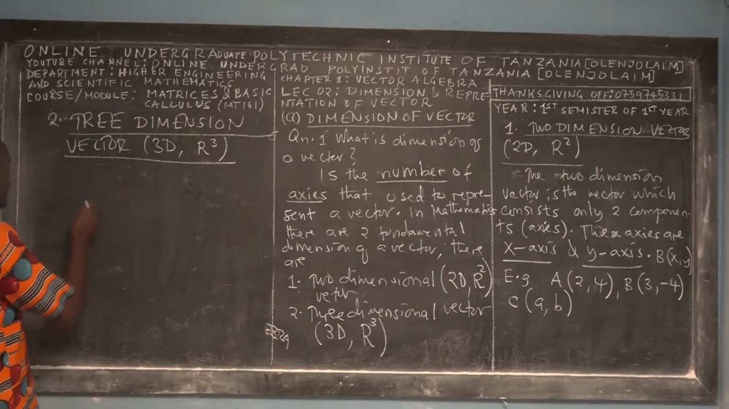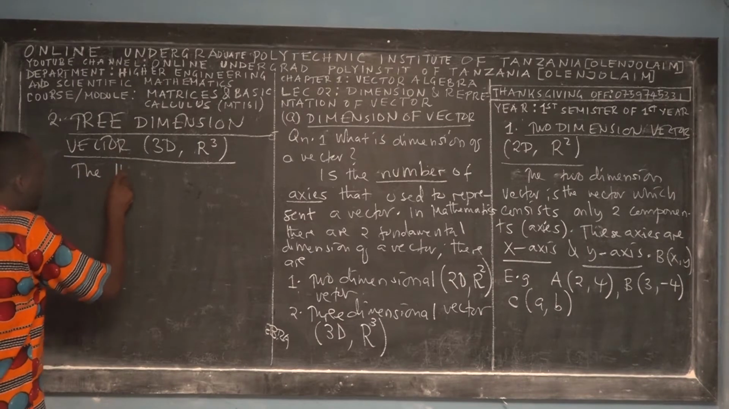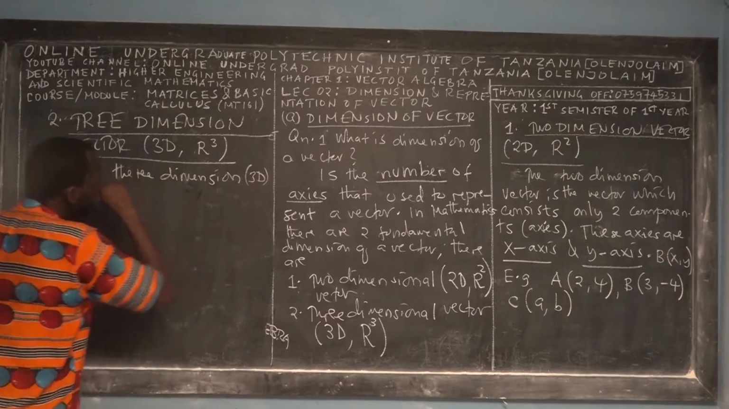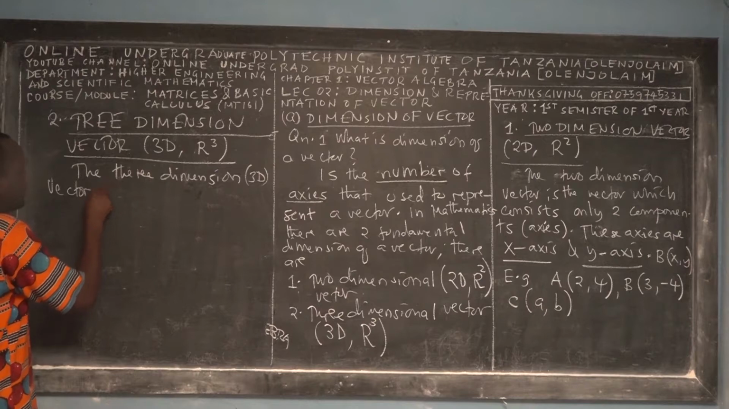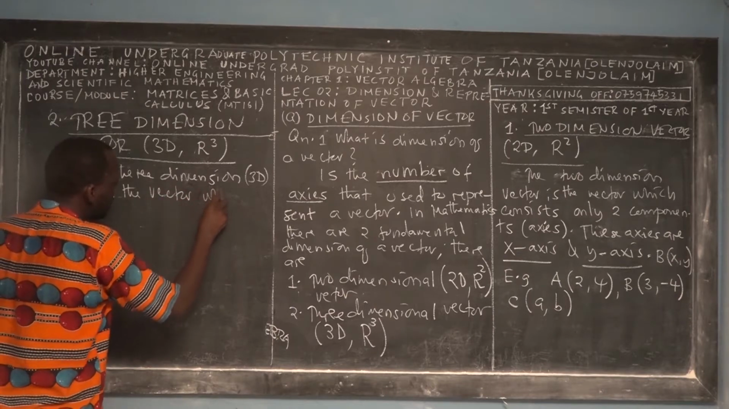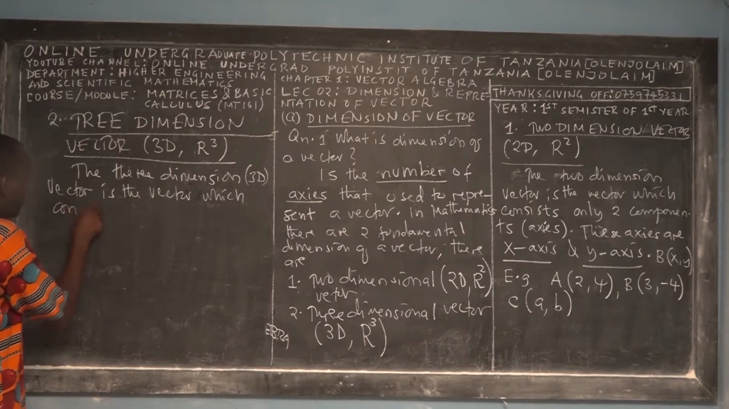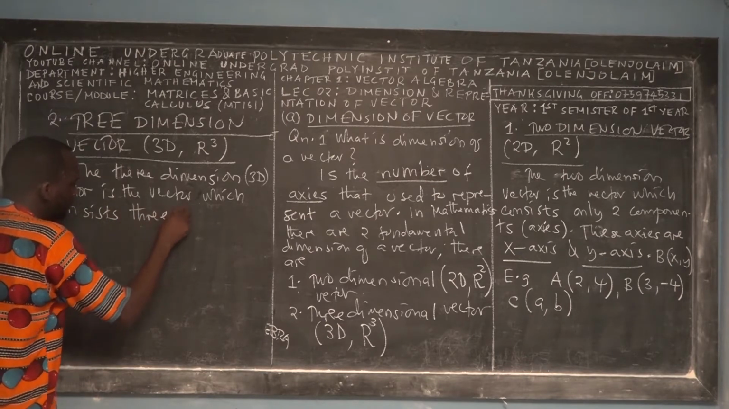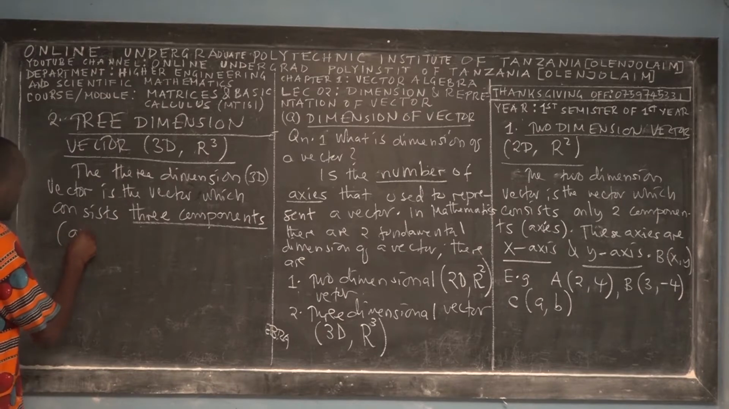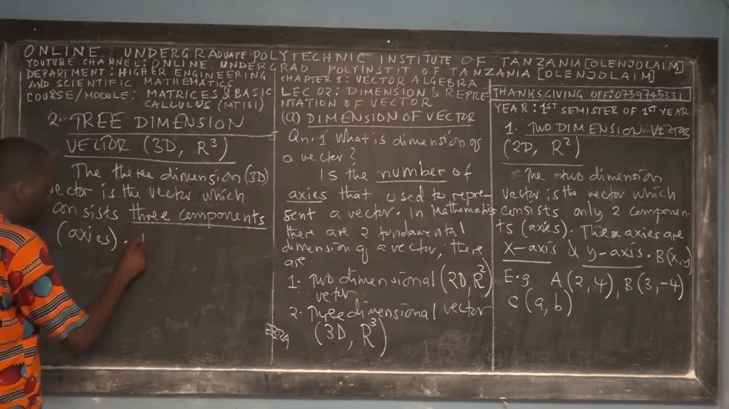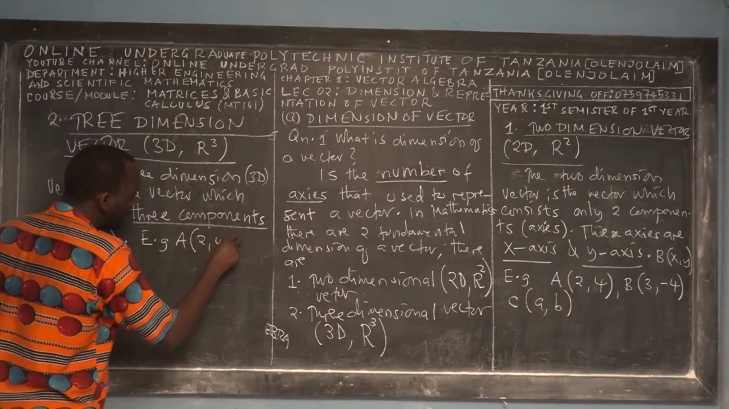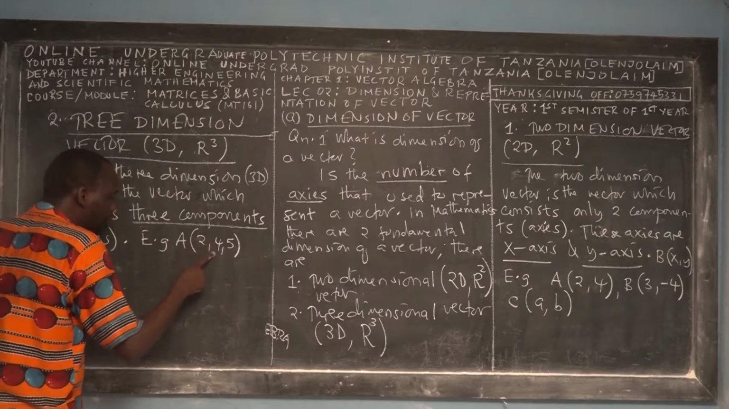Okay, so we have a fundamental question. What is the three-dimensional vector? We say the three-dimensional vector, or 3D vector, is the vector which consists of 3 components. Only 3 components, not more than 3 components. These components are also called axes. Example of a three-dimensional vector: we have a vector A, which is 2, 4, 5. So this is the x coordinate, y coordinate, z coordinate.